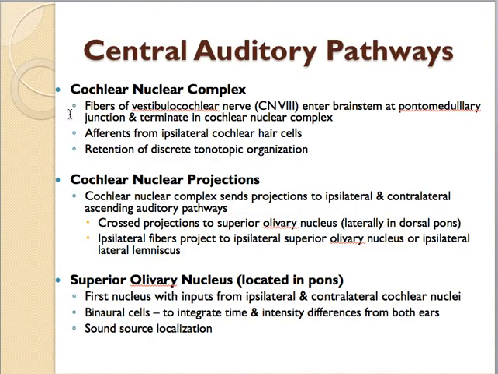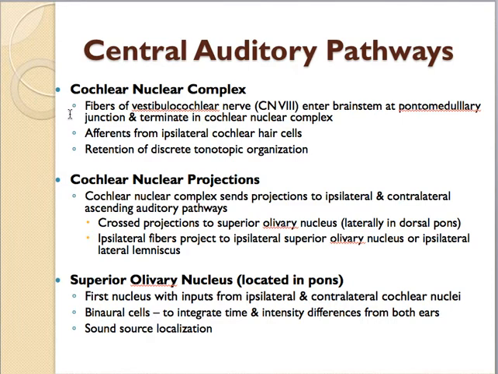Okay, so let's expand just a little bit. The cochlear nuclear complex: I want you to understand that the fibers of the vestibular-cochlear nerve enter the brain stem at the pontomedullary junction, and they're going to terminate in the cochlear nuclear complex, receiving afferents from ipsilateral cochlear hair cells. And then where is the projection going? The cochlear nuclear complex is going to project to ipsilateral and contralateral ascending auditory pathways.